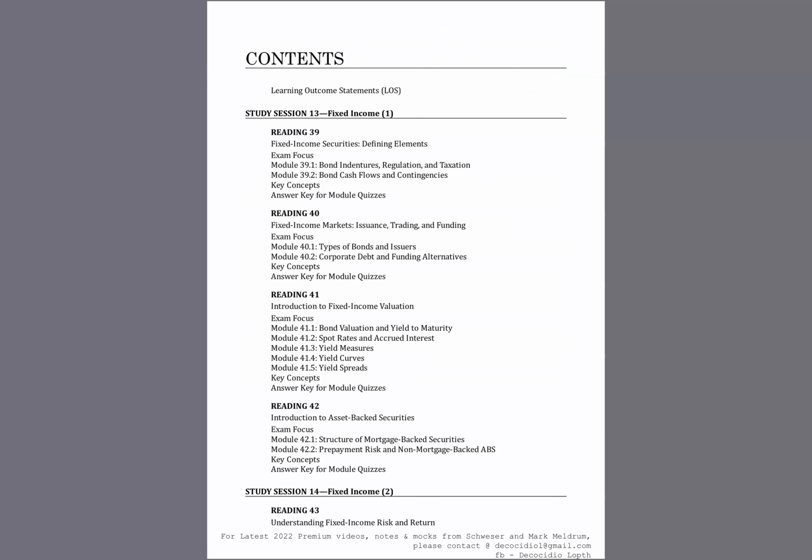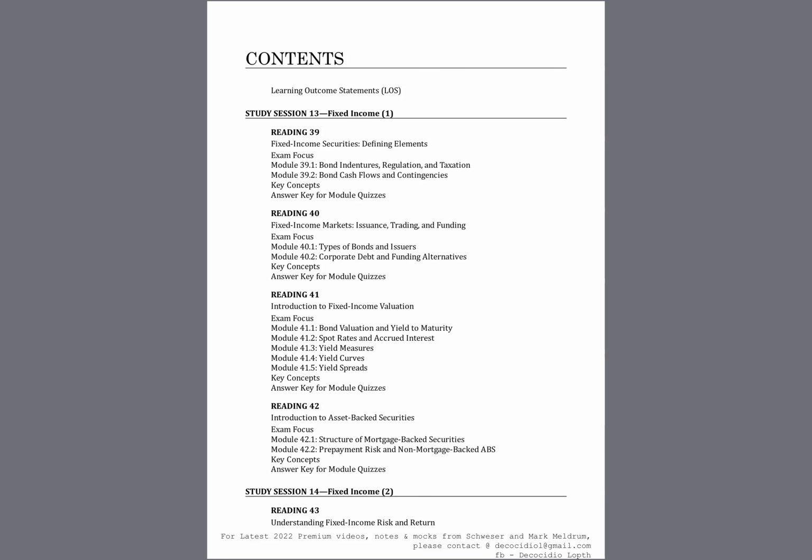It looks at the issues of trading and funding. And then we look at different types of bond issuers and the different types of issuances. Then we look at corporate debt and funding alternatives. Then when you go to 41, it's basically bond valuation and yield to maturity. So we look at things like spot rates, accrued interest, yield measures, yield curves, yield spreads.